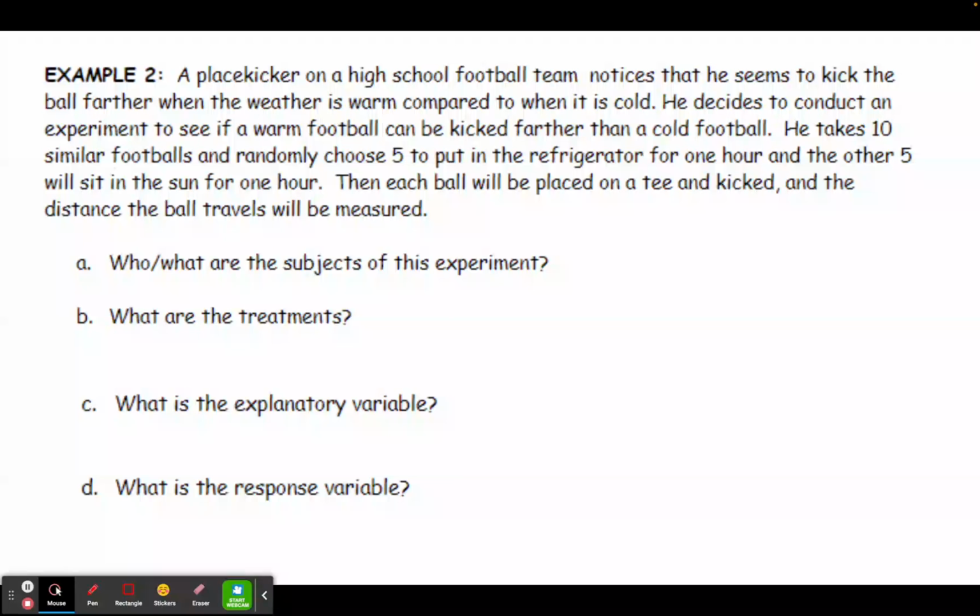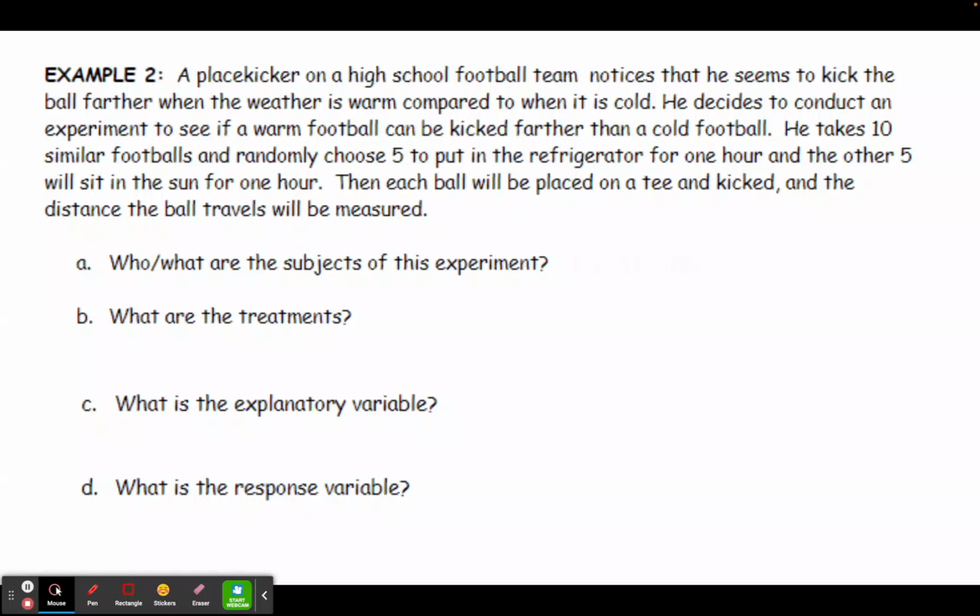So he takes 10 similar footballs from the equipment room, randomly chooses 5 to put in the refrigerator for an hour so that the ball is nice and cold, like they would be using on a cold weather day. And then the other 5 he will let sit in the sun for an hour so they're nice and warm. Then each ball will be placed on a tee and kicked, and the distance the ball travels will be measured.